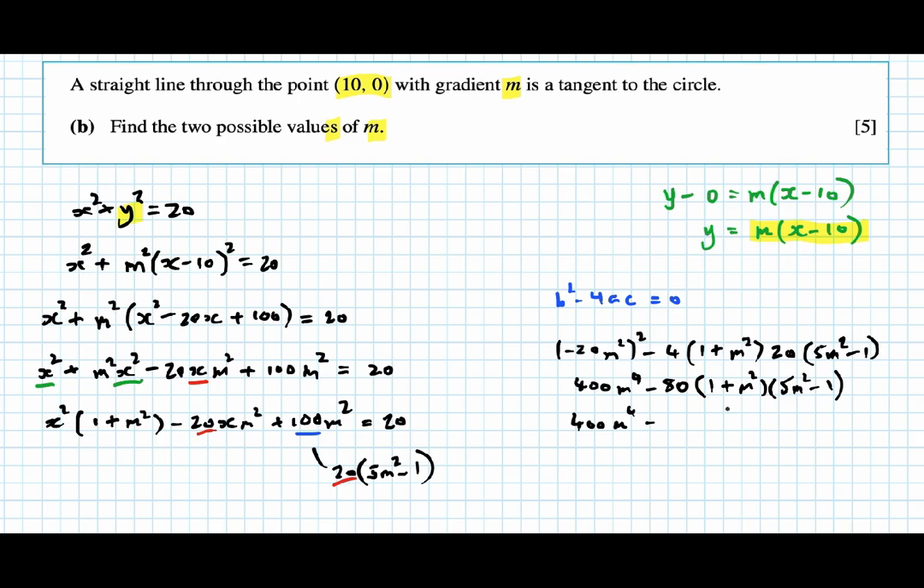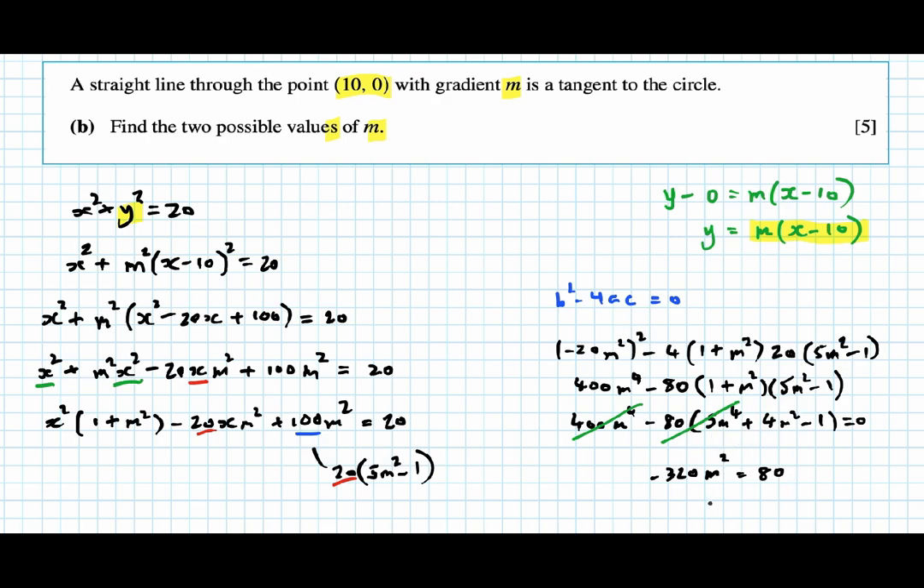So 400 m to the power of 4, and to be honest, if you look at it, 80 times 5 is also 400. So we're going to have 400 m to the power of 4 and minus 400 m to the power of 4, which is going to cancel out, if you know what I mean. Just remember 80 times 4m squared and 80 times minus 1 as well. So minus 80, so minus 320 m squared, equals 80, or minus 80 equals 0.